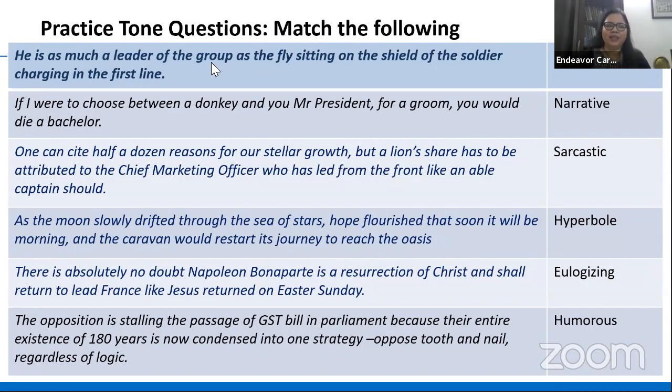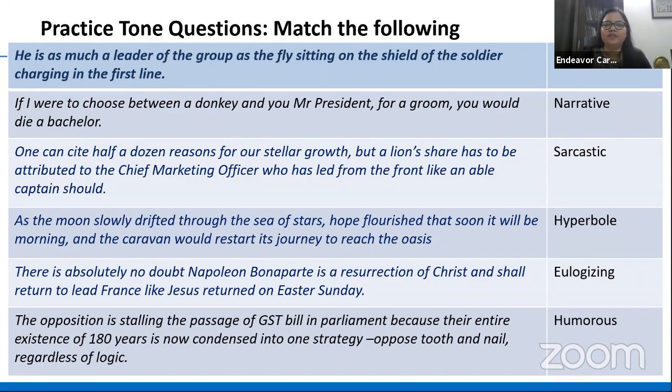Now, the first and the second. In the first one, he's as much a leader of the group as the fly sitting on the shield of the soldier charging in the first line. What's the point I'm making here? He's as much a leader of the group as that fly sitting on the shield of the soldier. Meaning, in other words, he's a fly. He's not a leader. That's what I mean. He's just not a leader.